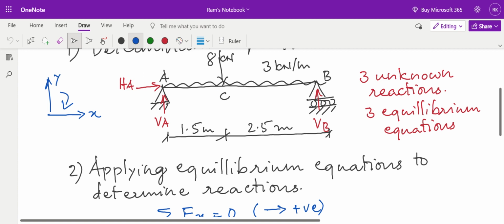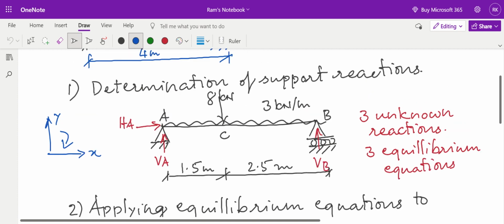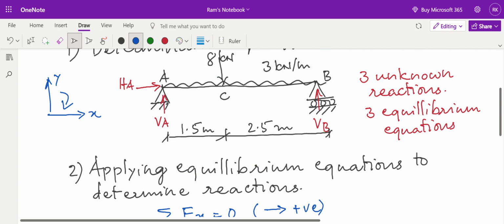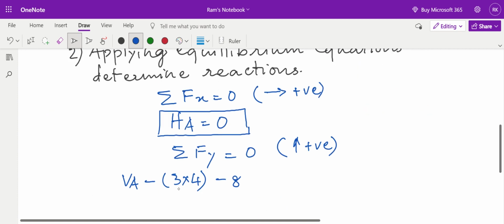Yes, this is the force acting at point C. That is 8 kilonewton acting downwards at C. So again, I am writing minus 8: VA minus 3 into 4 minus 8, and then VB at B. These are the only forces: VA, this 3 into 4 acting downwards, this 8 kilonewton acting downwards, and VB acting upwards. These are the only forces acting in y direction. I am taking VB as positive because my assumption is positive upwards, and VB is acting upwards. So that is equal to 0.